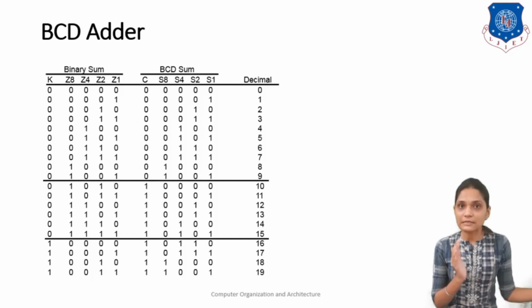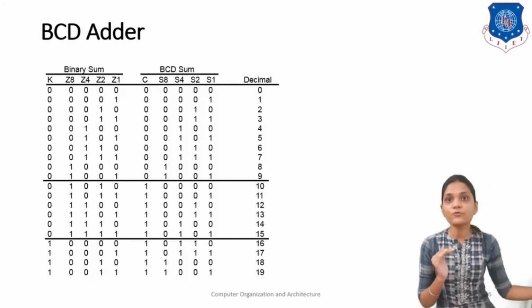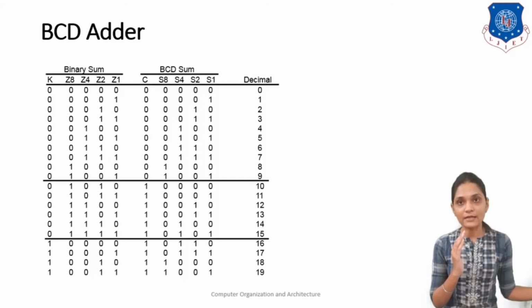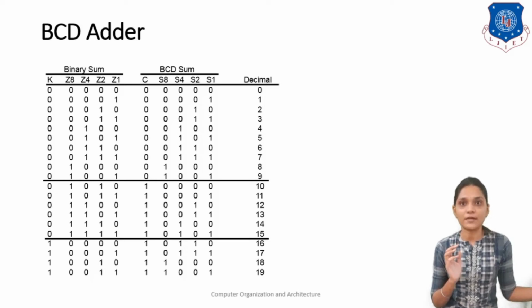For the numbers after that we have some changes. If a carry is generated after addition, that means your number will be 16, 17, 18, 19, so you have to add 6 to it. That is one condition: if your carry or K flag is 1, then you have to add 6 to it. After that, you have to check the bit pattern.